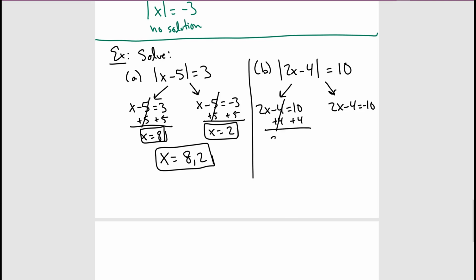This goes away. 2x is equal to 14. Divide by 2, divide by 2. x is equal to 7. That is one of my answers.